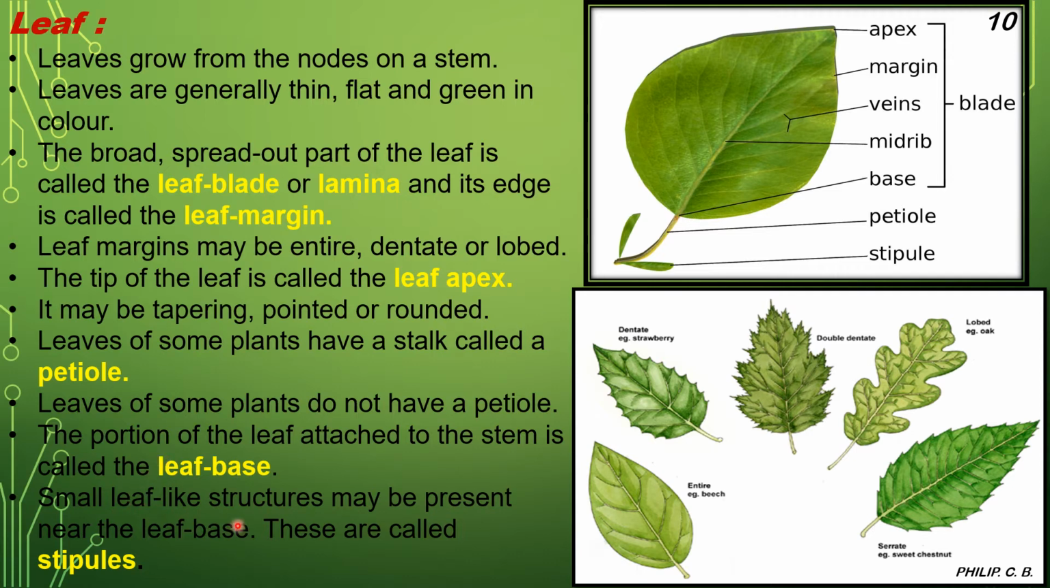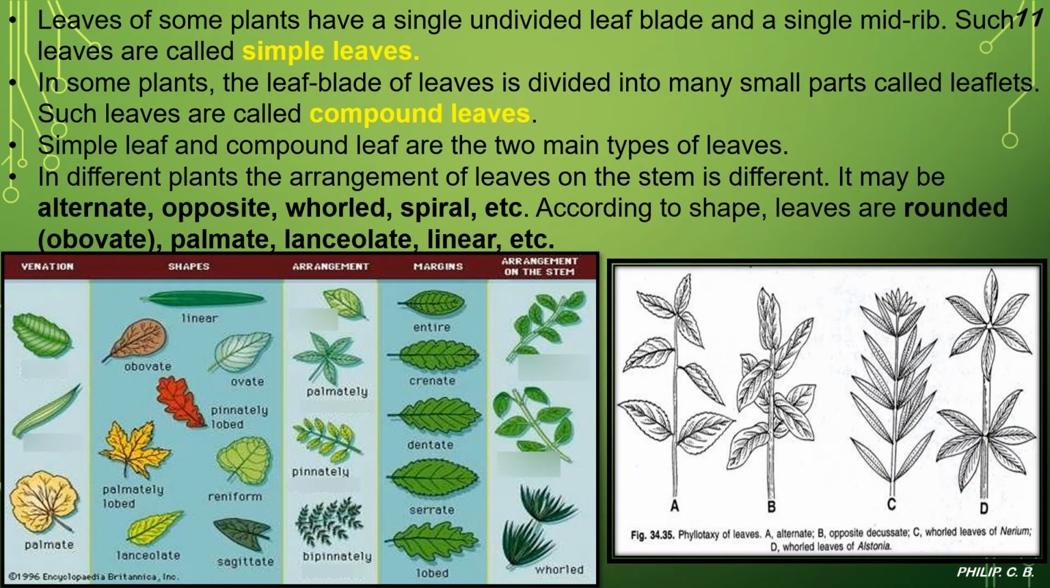Then a small leaf-like structure may be present near the leaf base. These are called stipules, as you can see on this side, small outgrowths. Now, further point: leaves of some plants have a single undivided leaf blade and a single midrib. Such leaves are called simple leaves. As you have seen in the previous slide, a single midrib from the center, the undivided leaf blade. So it is a simple type of leaf.